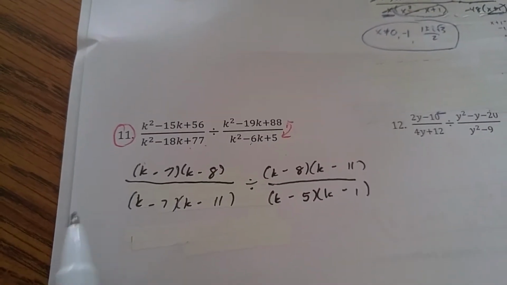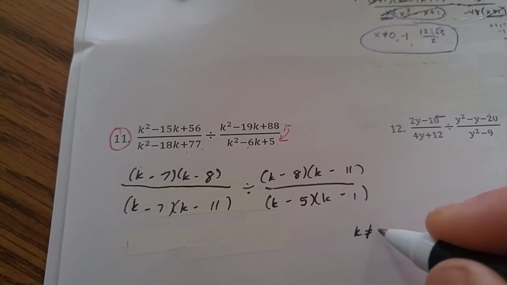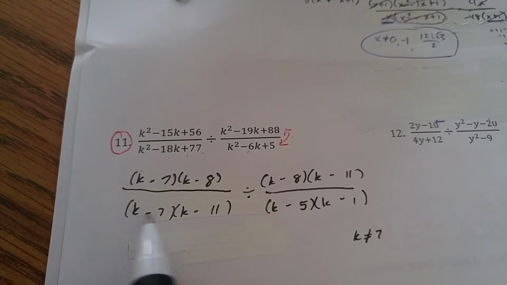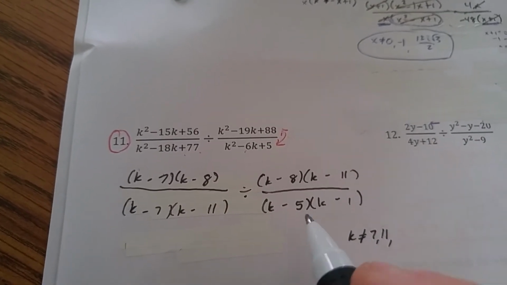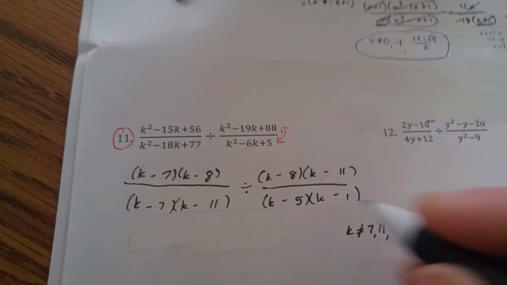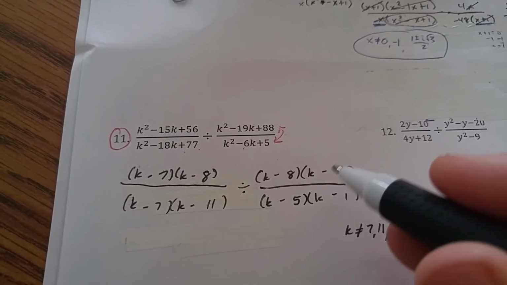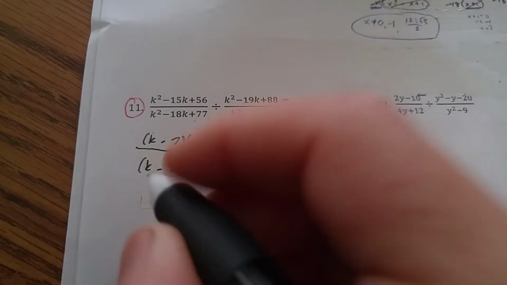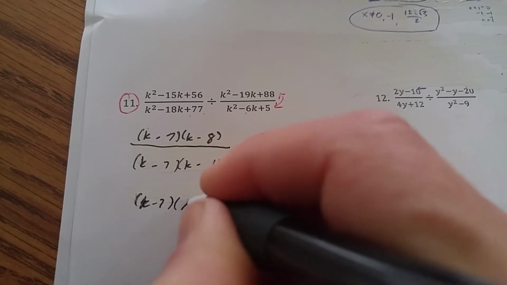So right now I can see that I have 4 domain restrictions. Let me go ahead and record what those are. k cannot equal positive 7, because minus 7 is 0, positive 11, because minus 11 is 0, positive 5, and positive 1. I'm going to add some to this later, but I wanted to go ahead and add those before I inverted my second fraction.